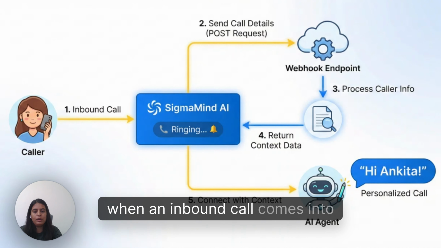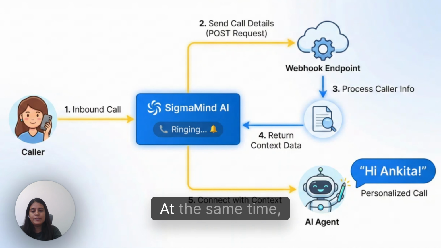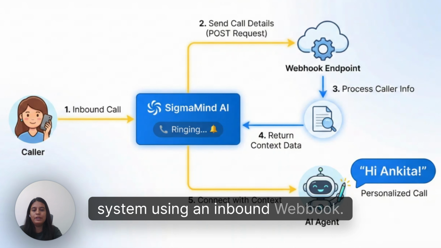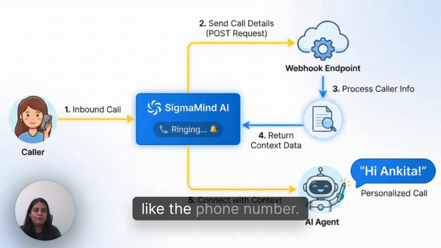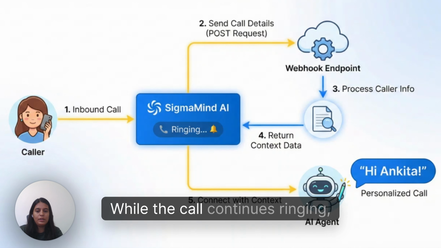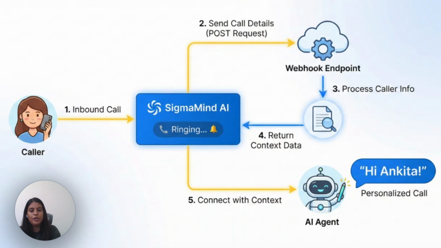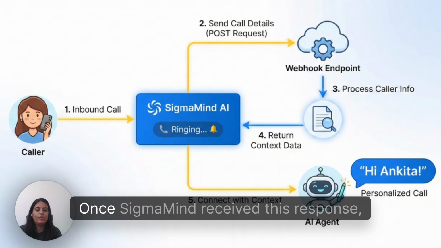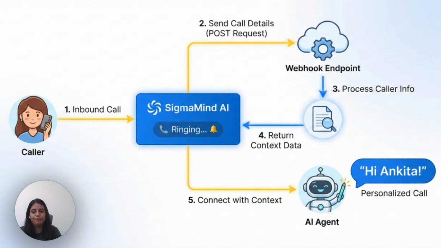When an inbound call comes into Sigma Mind AI, the call first stays in a ringing state. At the same time, Sigma Mind sends a POST request to your system using an inbound webhook. This request contains the caller details like the phone number. While the call continues ringing, Sigma Mind waits for your system to respond. Your system can then return dynamic variables that add context to the call. Once Sigma Mind receives this response, the call is connected to the AI agent with the context included.